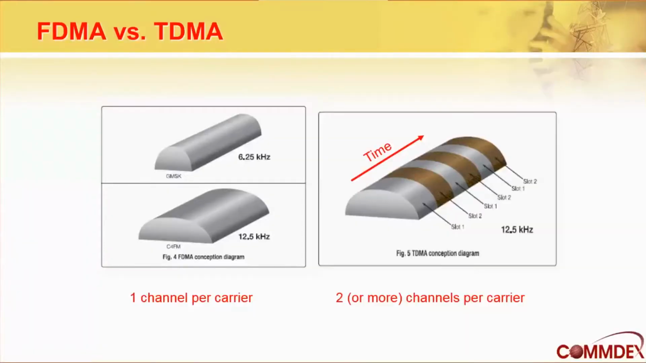So here's the difference graphically between the two. On the left, we have one channel per carrier, and the modulation could have different bandwidths. Like there's GMSK at 6.25 kilohertz bandwidth, FDMA with C4FM at 12.5 kilohertz bandwidth. And on the right shows a TDMA diagram with 2 time slots, like we would see for P25 phase 2 or DMR with a 2-channel per carrier time slots.